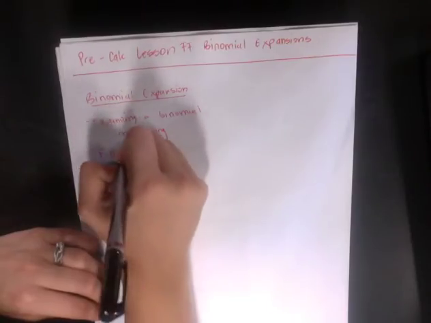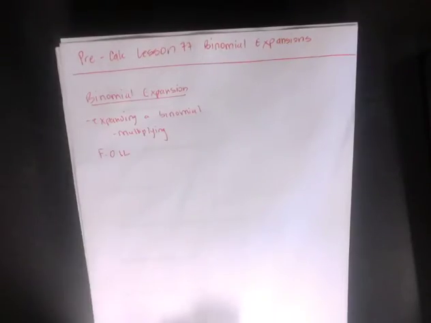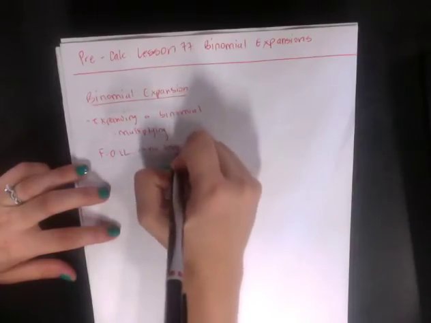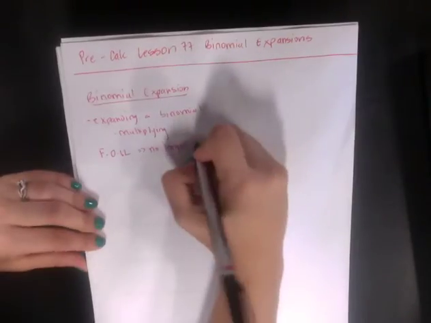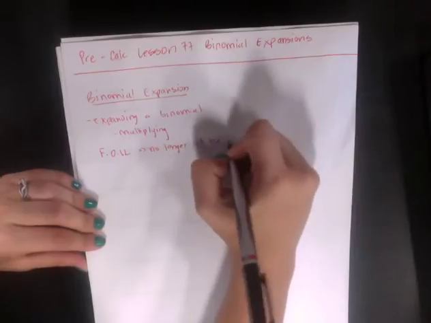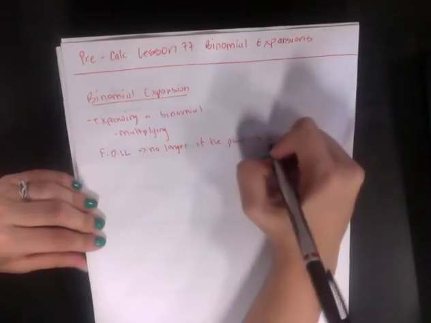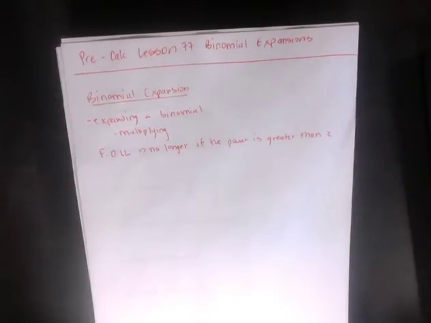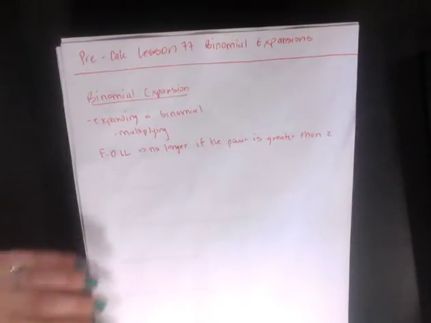Now, typically, I called this FOIL: first, outside, inside, last. But it is FOIL no longer if the power is greater than 2. We have a process we are going to do, okay?